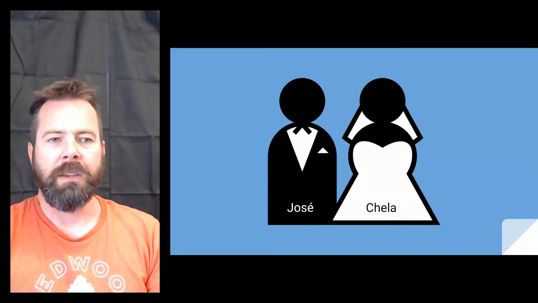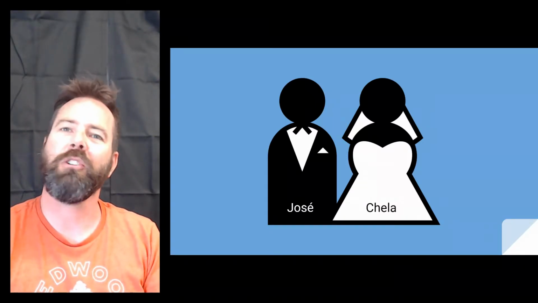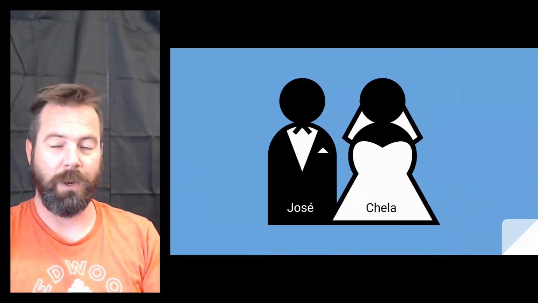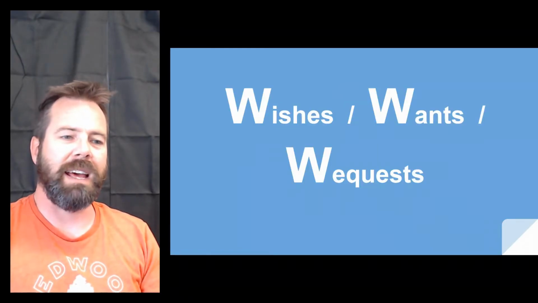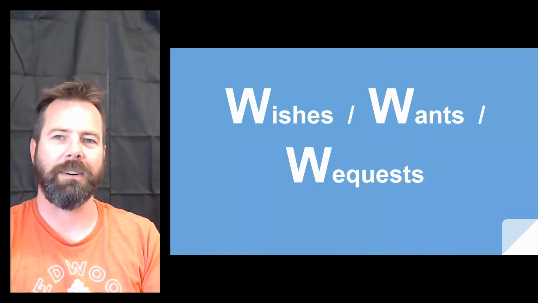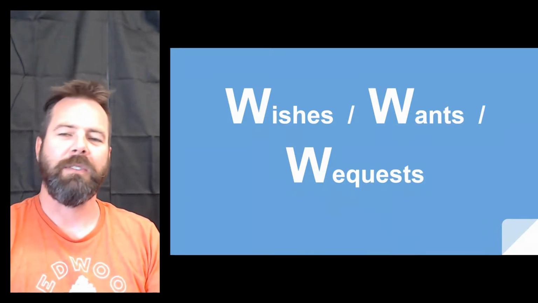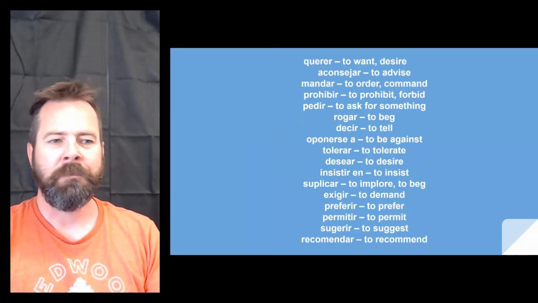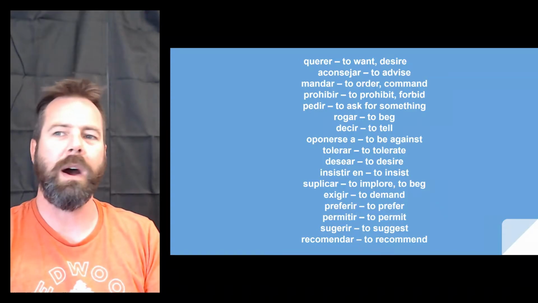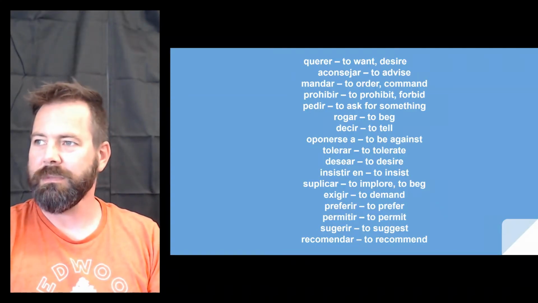Okay? So Chela, she's kind of, as they would say in Spanish, ella corta el bacalao. She wears the pants. She is the boss. And she always loves to indicate what she wants Jose to do. Okay? So she has a lot of wishes and wants and requests. Just remember, the letter R doesn't fit in wedding, so we had to put it somewhere. So wishes, wants, requests.